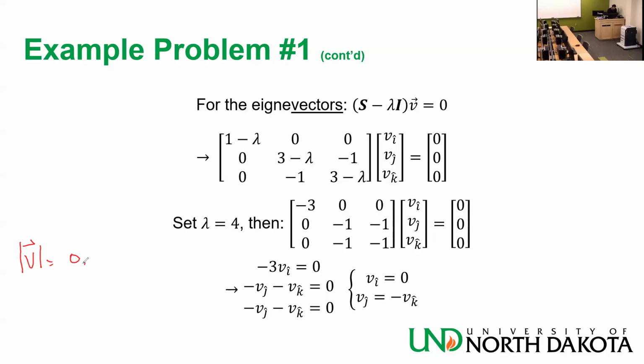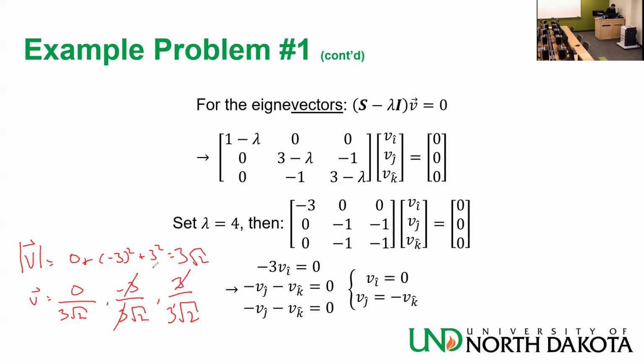The magnitude is the square root of 0 plus (minus 3) squared plus 3 squared. What is it? 9 and 9, 18. 18 is the square root of 9 times square root of 2, so 3 square root of 2. Now, what will become now? It's going to be 0 divided by 3 square root of 2, comma minus 3 divided by 3 square root of 2, comma 3 divided by 3 square root of 2.